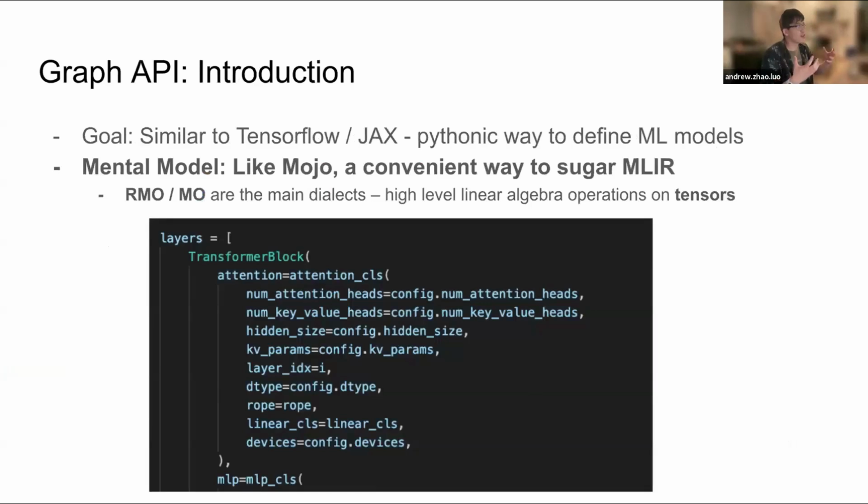So let's first talk about what the Graph API piece of software is really trying to do. At a high level, you're just trying to create an experience like TensorFlow or JAX, a Pythonic way to define these ML models. To go a little bit further, to draw an analogy with Mojo, Mojo is really just this convenient way to sugar the generation of MLIR, namely the lit and kgen dialects. Well, the Graph API is just a really nice way to sugar the generation of these RMO and Mo dialects. What it looks like is something you see on the screen over here. It's very Pythonic, and maybe it looks similar to what you might find in a PyTorch model or a JAX model.